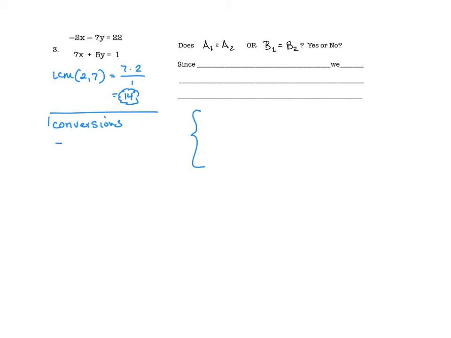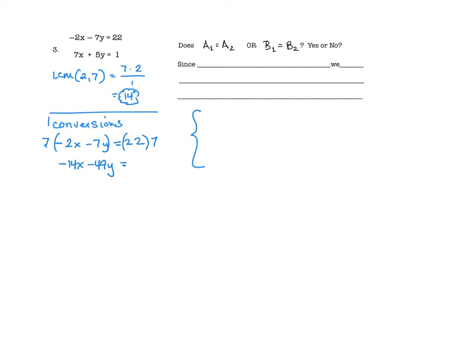One at a time. The first one, negative 2x minus 7y equals 22. How do I turn 2 into 14? Well, you multiply by 7. And then multiply both sides by 7. That's a crucial part here. So 7 times negative 2 is negative 14x. 7 times negative 7y is negative 49y. 7 times 22. All right?